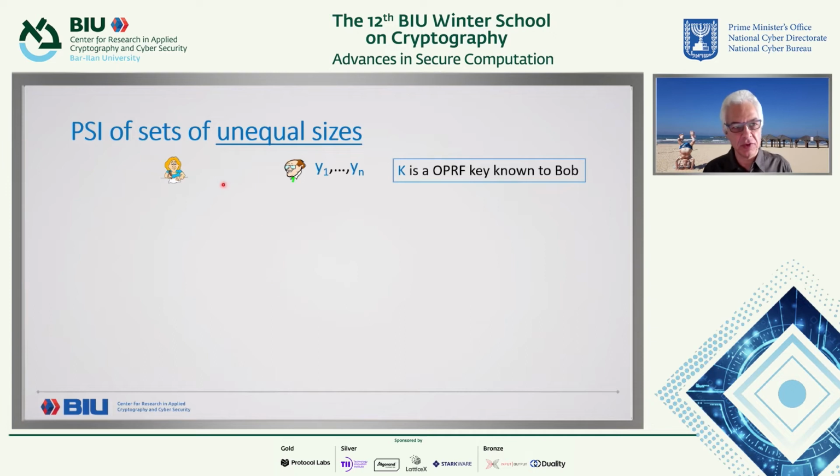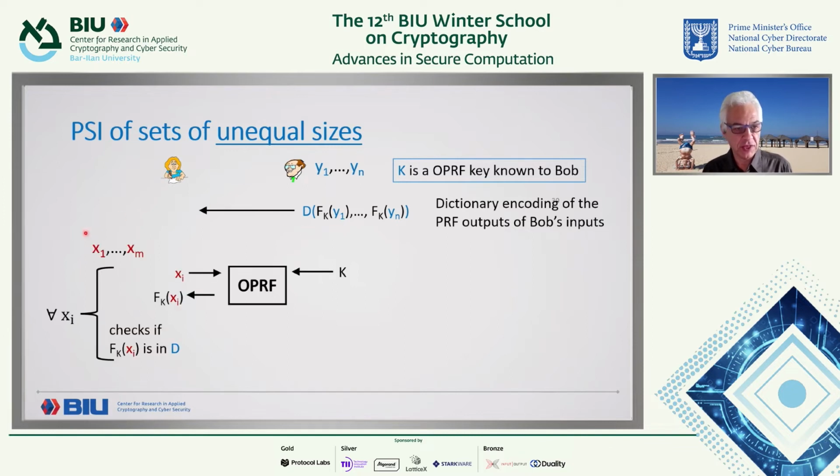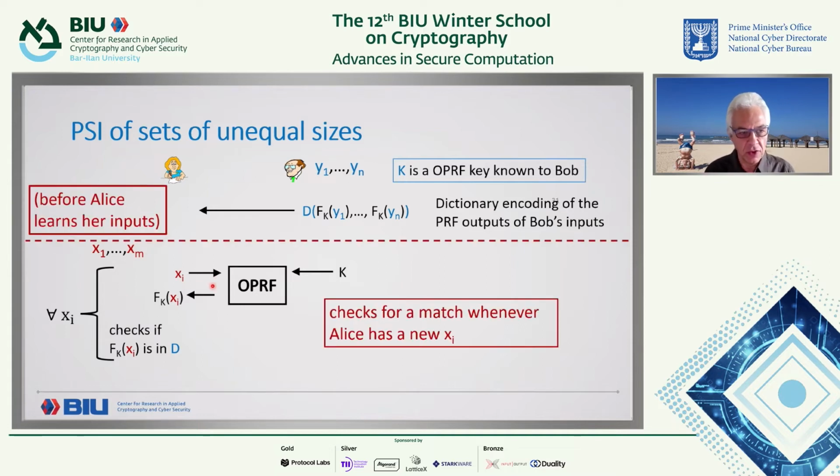So where is this important? It's important when you do PSI of sets of unequal size. Bob sends to Alice a dictionary encoding of the PRF outputs on his inputs. Then for each input of Alice, they run an OPRF in which she learns this output and checks if it's in the dictionary. If Bob's input is much larger than Alice's, he can compress all these values to be as short as possible based on whatever false positive probability we allow. Then for each item of Alice, they just do a computation which has a constant overhead. Also, Bob can send these values to Alice even before she learns her input, and then she can check for a match whenever she has an input. So gradually, whenever she has an item, she can compare it to Bob's values. This is very useful where her input size is much smaller than Bob's.